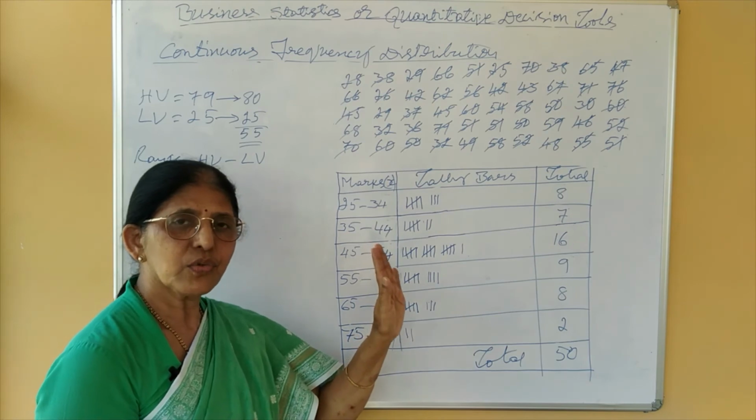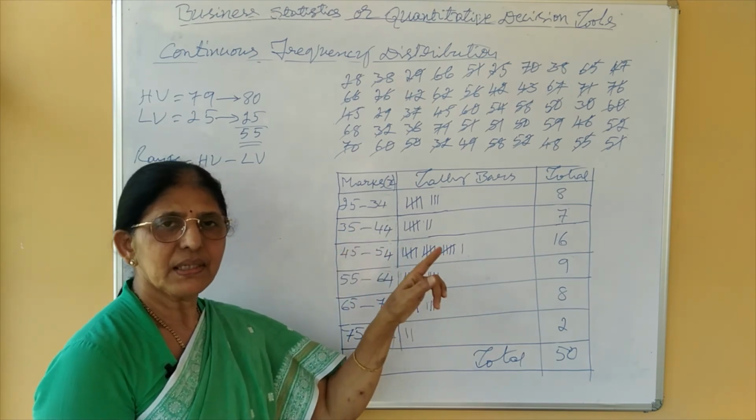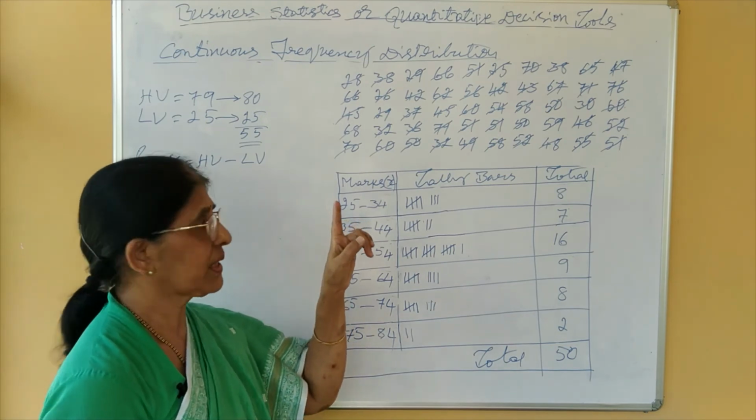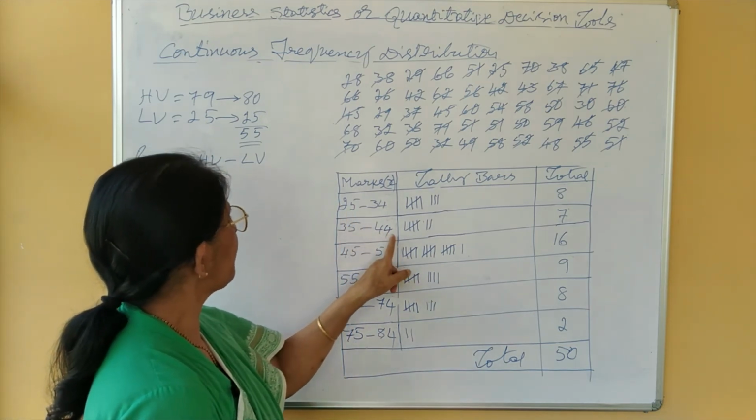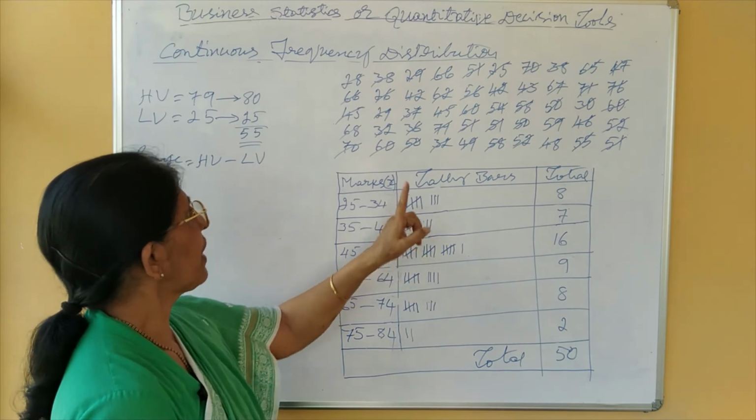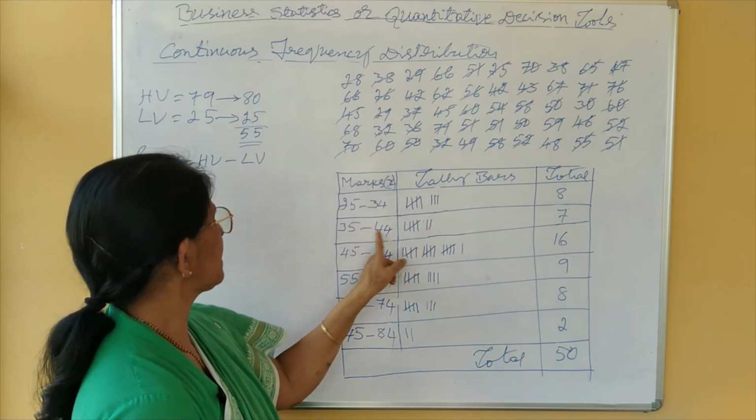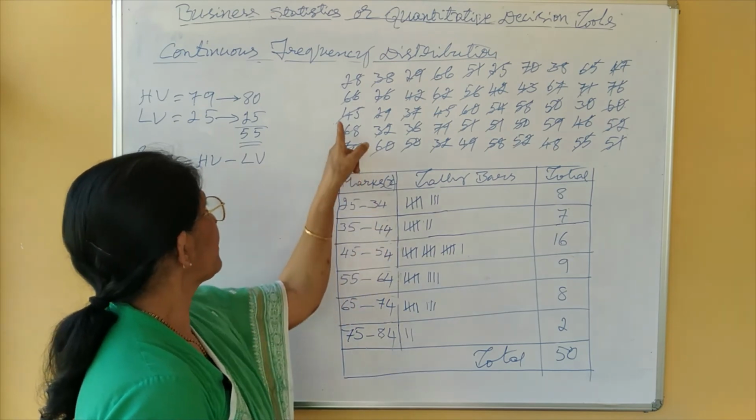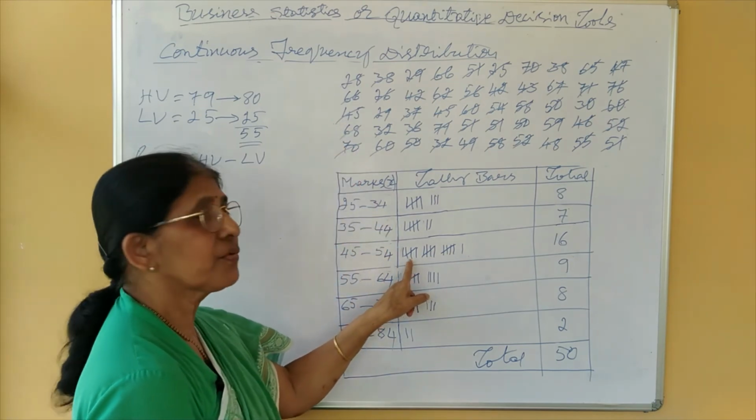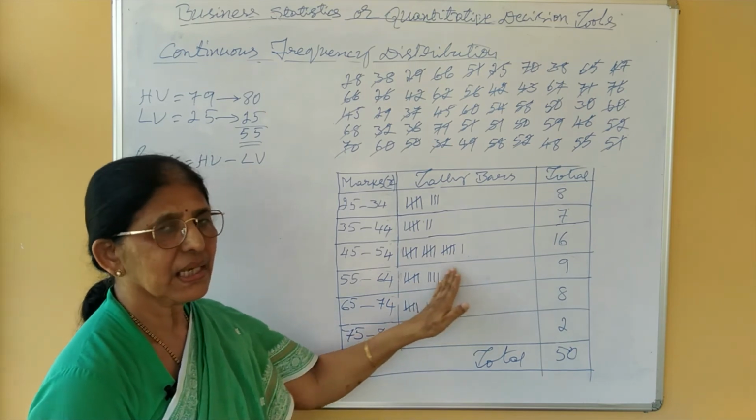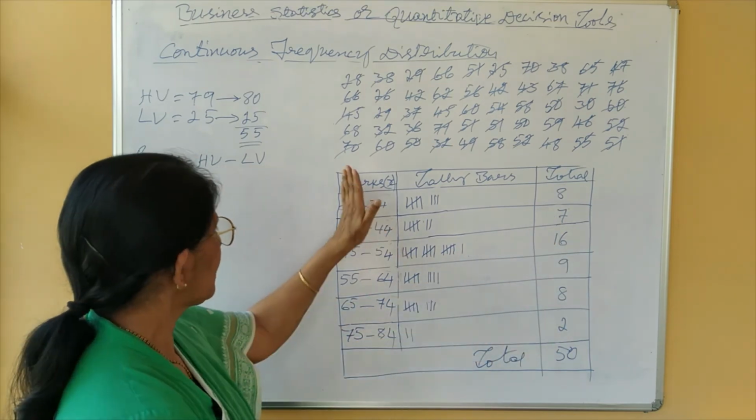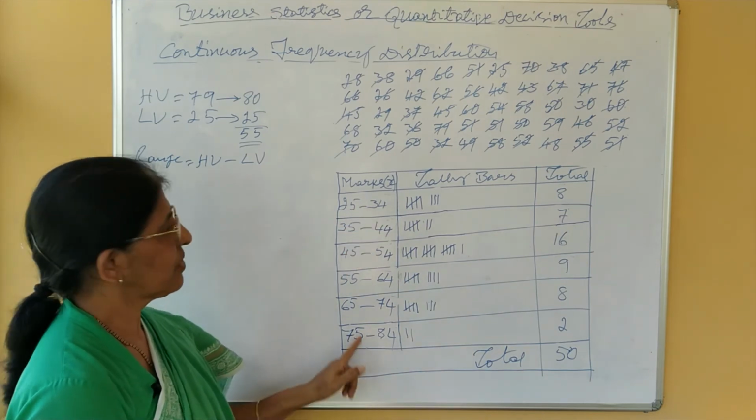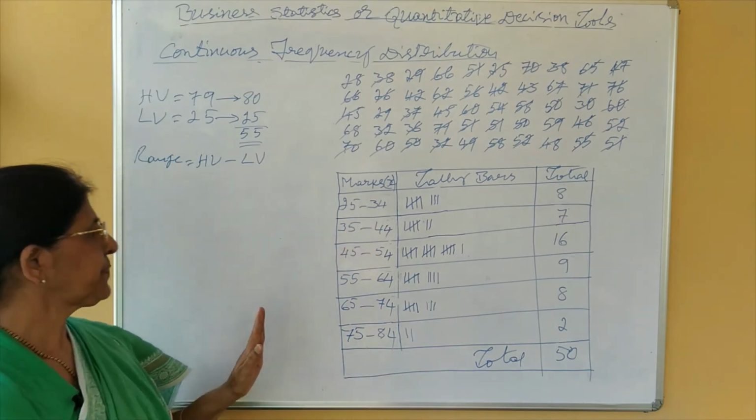Even in the exclusive method, we take the values like that only, because the upper limit is excluded. When it was 35 to 45, we have not taken 45 into the class 35 to 45. We have taken that value into 45 to 54. Therefore, there is no change in these tally bars or in this counting. The change is only in taking these classes.